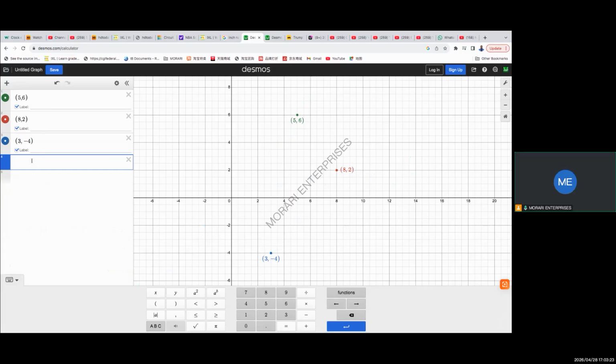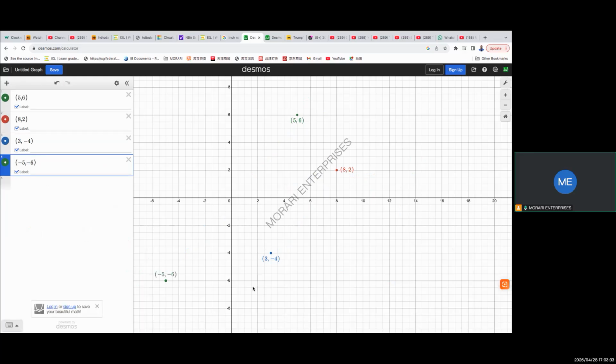What would be the negative of (5, 6)? It will just be exactly what? Negative 5, negative 6. And then if we go and label it, you will see that in terms of vector, this one is this. Then the negative vector is in the opposite direction. So this is the negative of that vector. Yes, so that is negative.